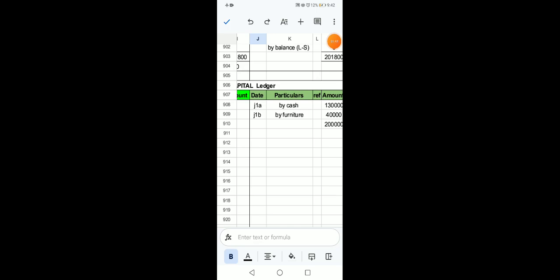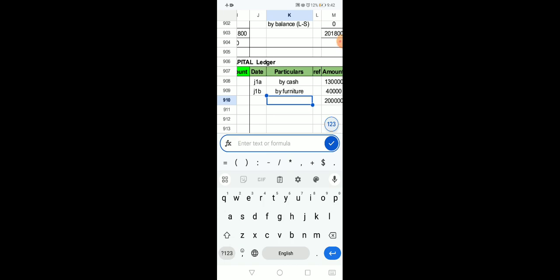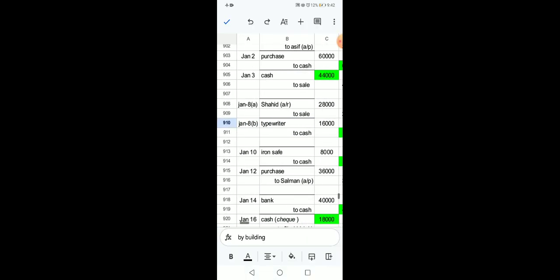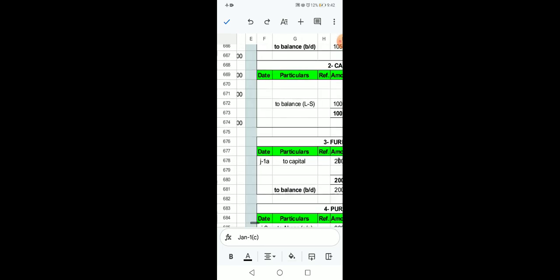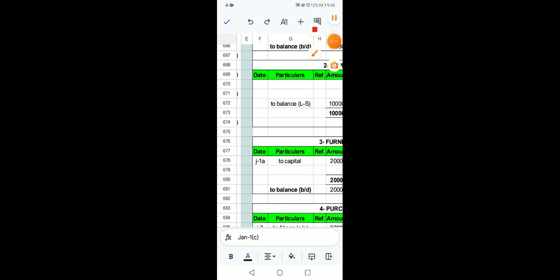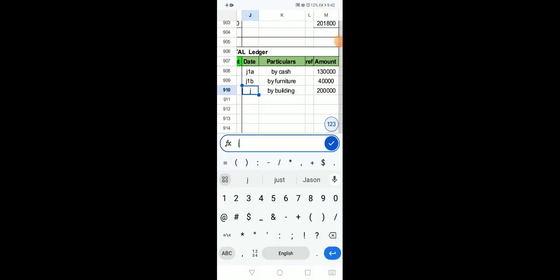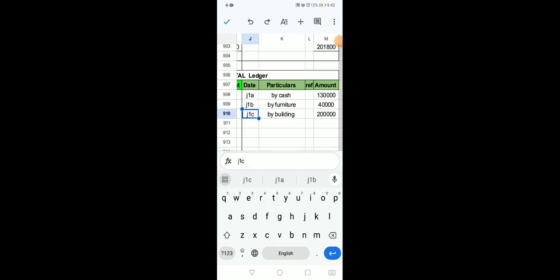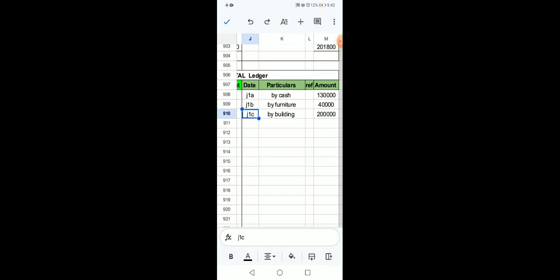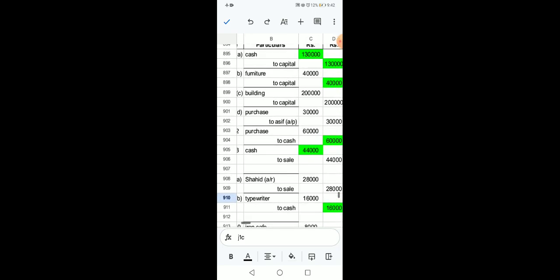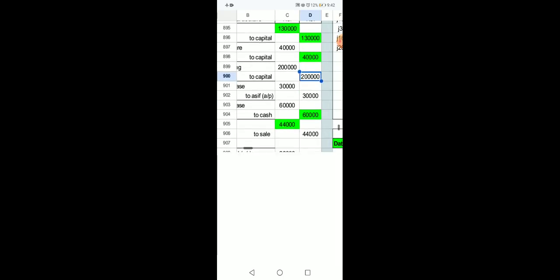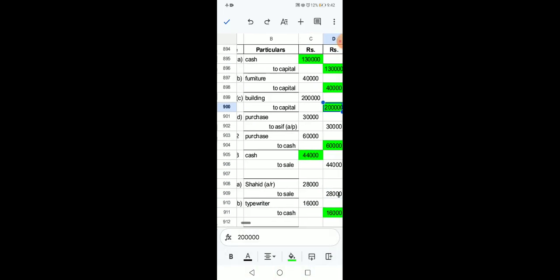Just by mistake, the cursor was disturbed. It's all right. So you are going to write building over here with the additional word 'by'. So the reference has been completed for 2 lakh. Look at the date of 2 lakh, that is January 1C. So we are going to put the date over here. January 1C is the date for 2 lakh rupees. It means capital 2 lakh was credited. We have already posted it, entry completed. Mark it as done.